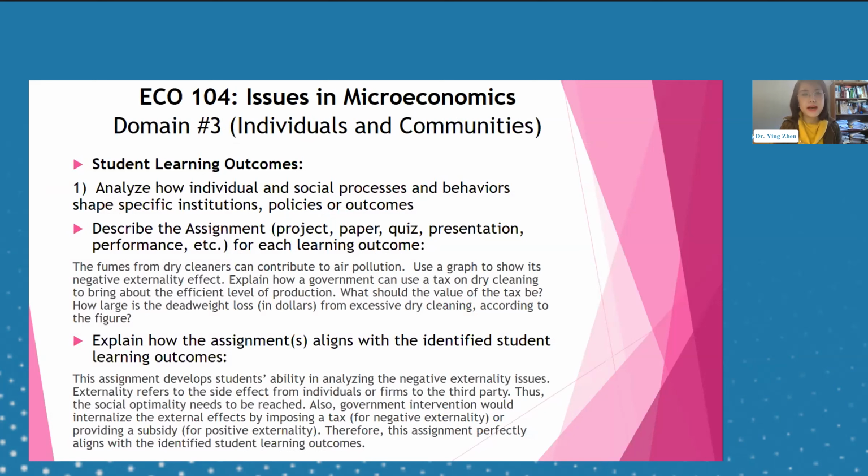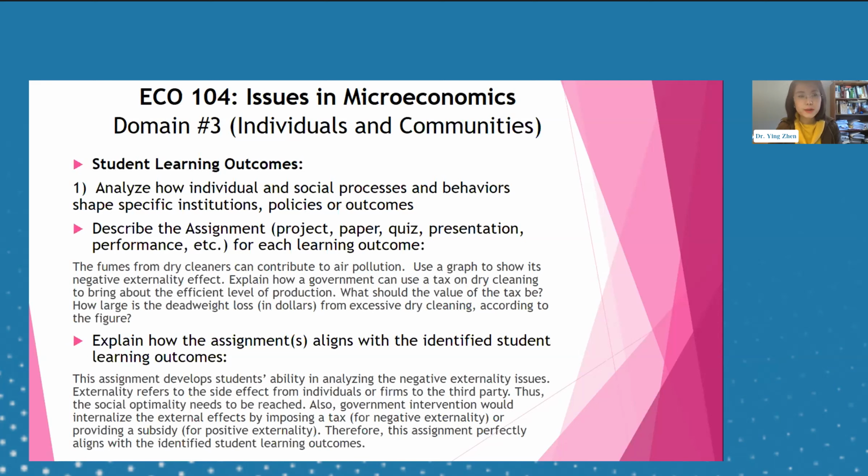The first one is to analyze how individual and social processes and behaviors shape specific institutions, policies, or outcomes. So my assignment to satisfy this learning goal is to give a question which is about negative externality. The fumes from dry cleaners can contribute to air pollution. So if you also teach economics, and if you also adopt Hubbard and O'Brien, you could find this question is one of the end of chapter questions at the end of chapter 5.